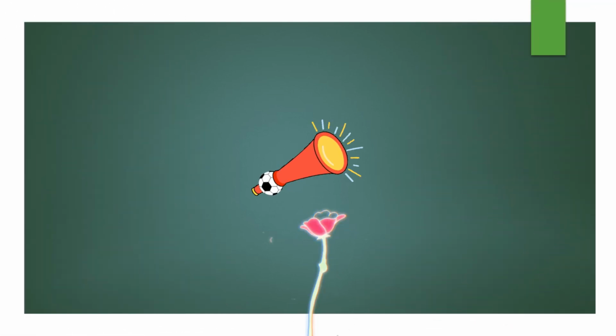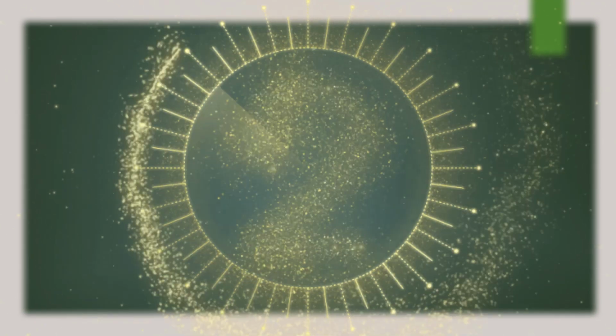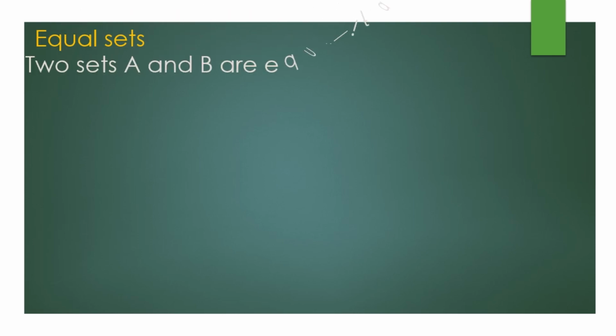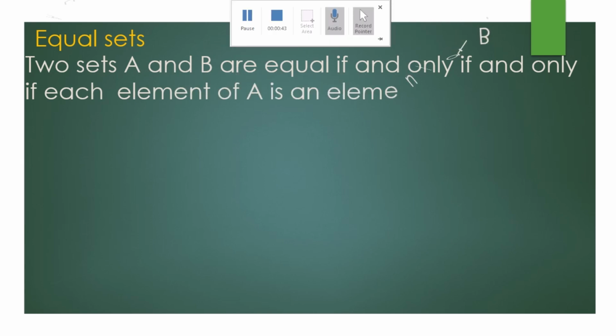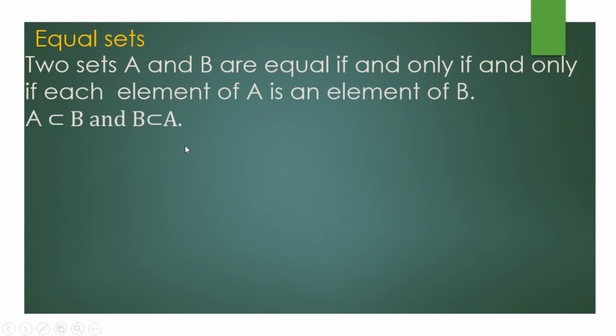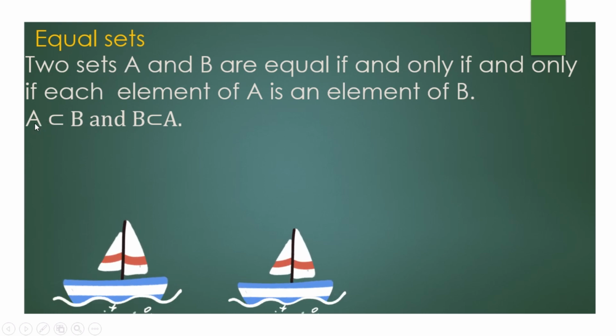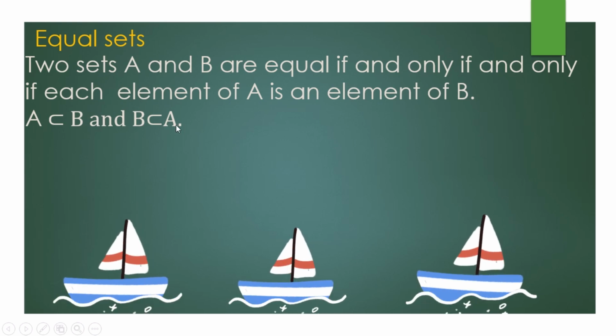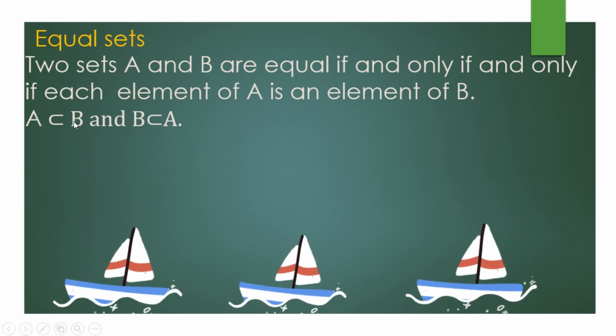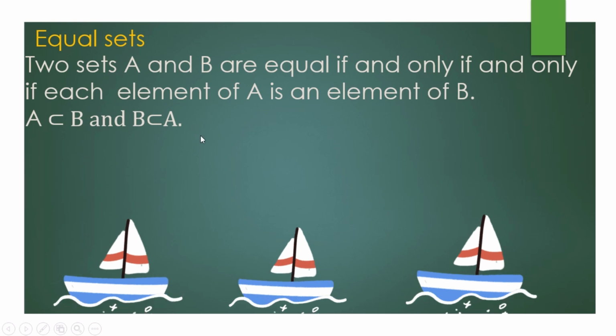In this video I will continue the explanation of the sets chapter. Equal sets. What do you mean by equal sets? Two sets are equal when they have the same elements. Two sets A and B are equal if every element in A is an element in B and every element in B is an element of A. It means A is a subset of B and B is a subset of A, then they are equal.